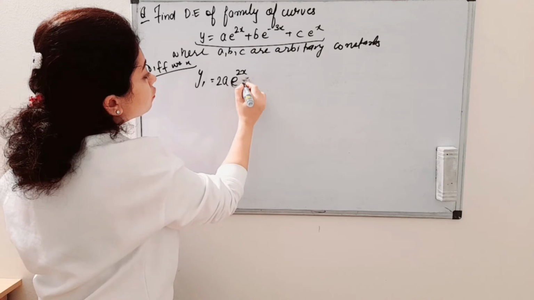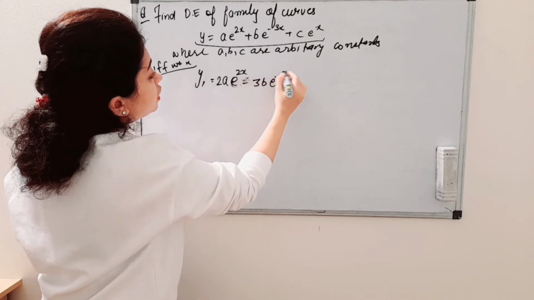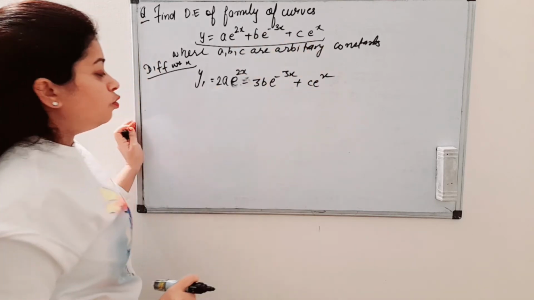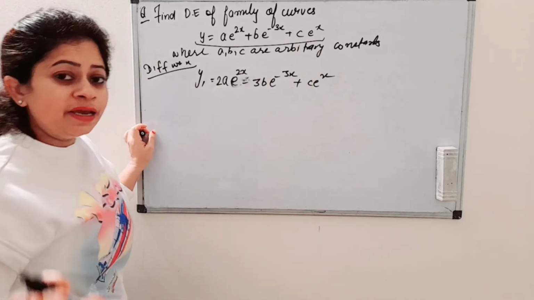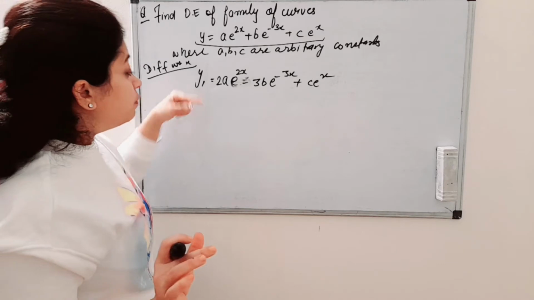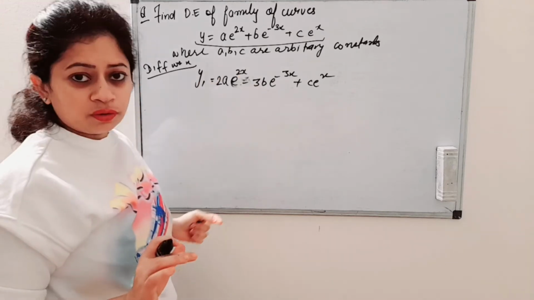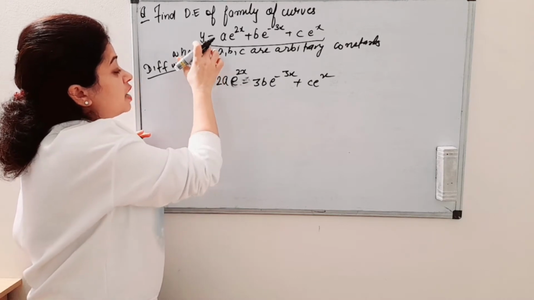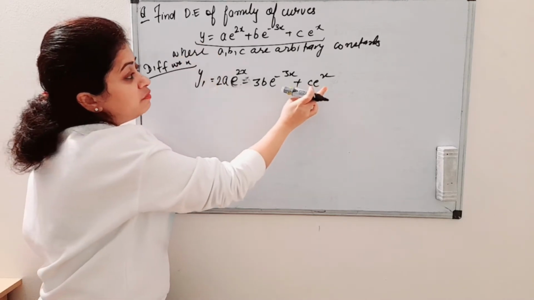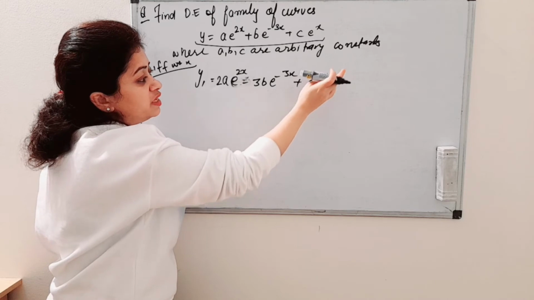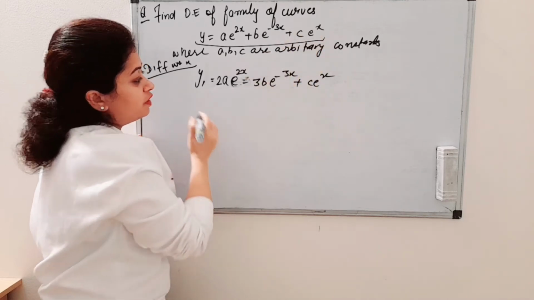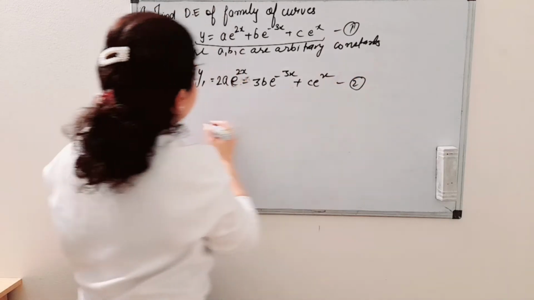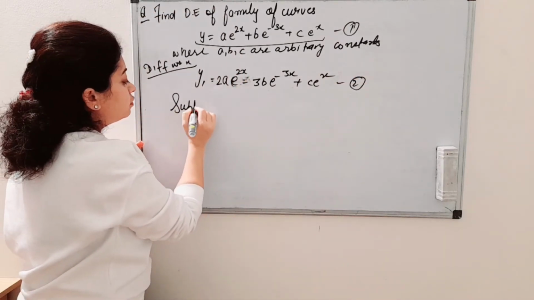Okay, we are writing y1 equals 2a e raised to power 2x minus 3b e raised to power minus 3x plus c e raised to power x. Now our main motive is to remove the arbitrary constants. So let's see if we subtract y from y1, then we can cancel out these terms, c e raised to power x and c e raised to power x.